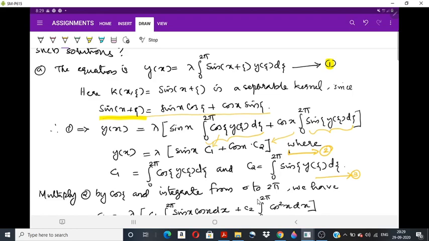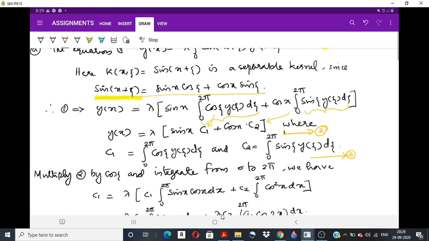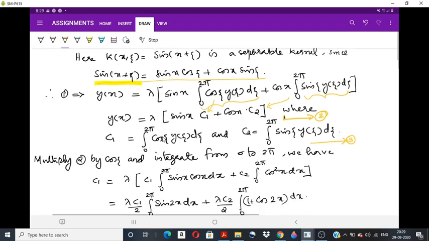So we will get the general solution in the form of equation number 2, that is y of x is equal to lambda into c1 sin x plus c2 cos x. Now we have to determine c1 and c2. In part A, we want to calculate the characteristic values, and for that, first of all, we have to write the equations or the solution in matrix form, and for that we have to determine the unknown constants c1 and c2.